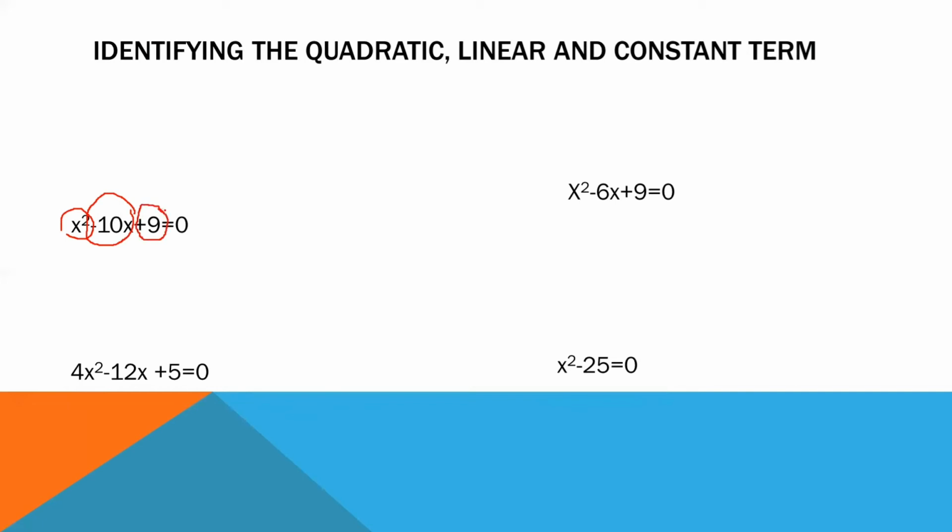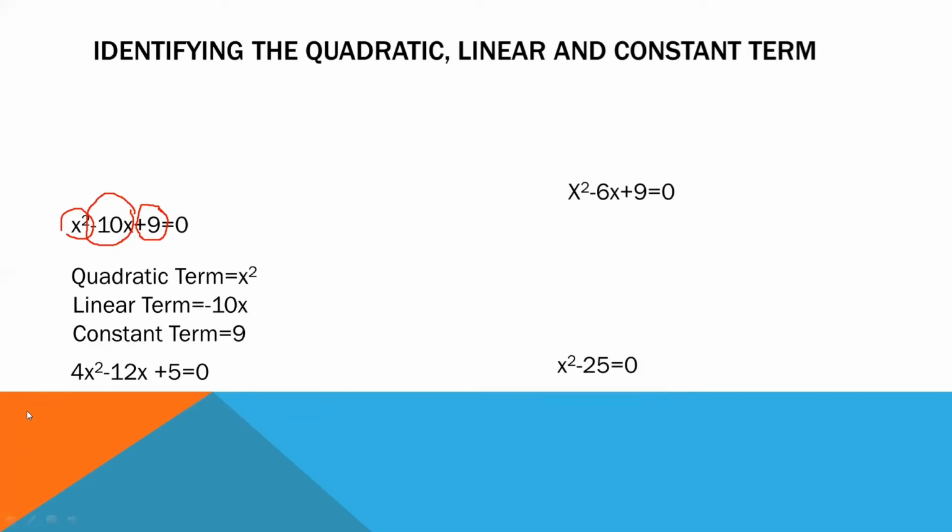So, now to identify the quadratic, the linear, and constant term, in this equation, the quadratic term is x squared. The linear term is negative 10x. So, take note, I included the negative sign. So, the linear term is negative 10x. So, hindi lang po siya negative 10, hindi lang po siya x. Kailangan buong linear term. Then, the constant term is positive 9.